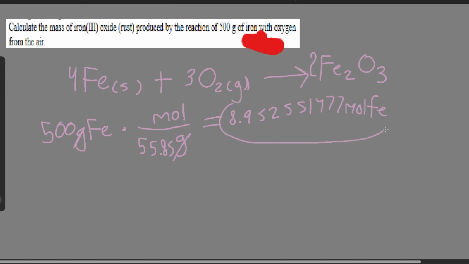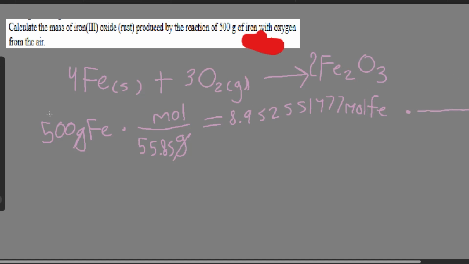With this information, moles of iron, how can we get mass of iron oxide? Well, to get the mass of iron oxide, you need the moles of iron oxide. To get the moles of iron oxide, if you have the moles of something else in the balanced chemical reaction, you can get that. So we're gonna multiply this value in a manner that gives us what we want.